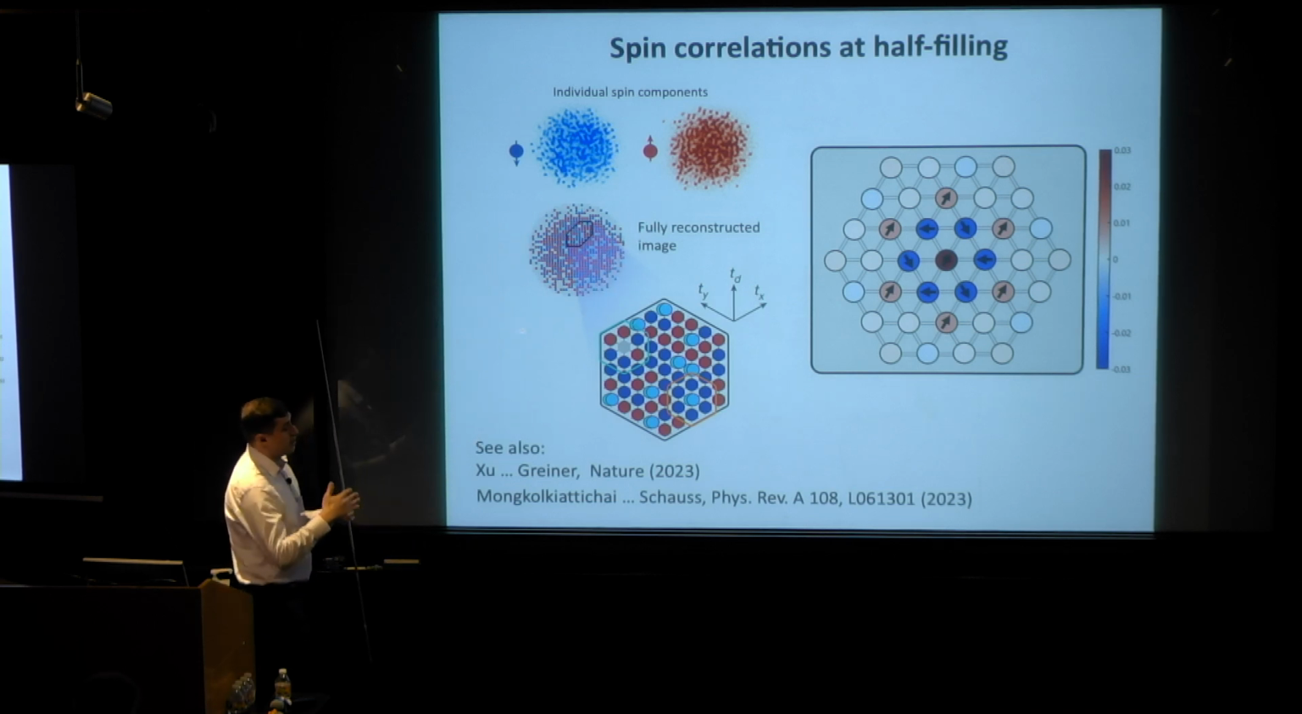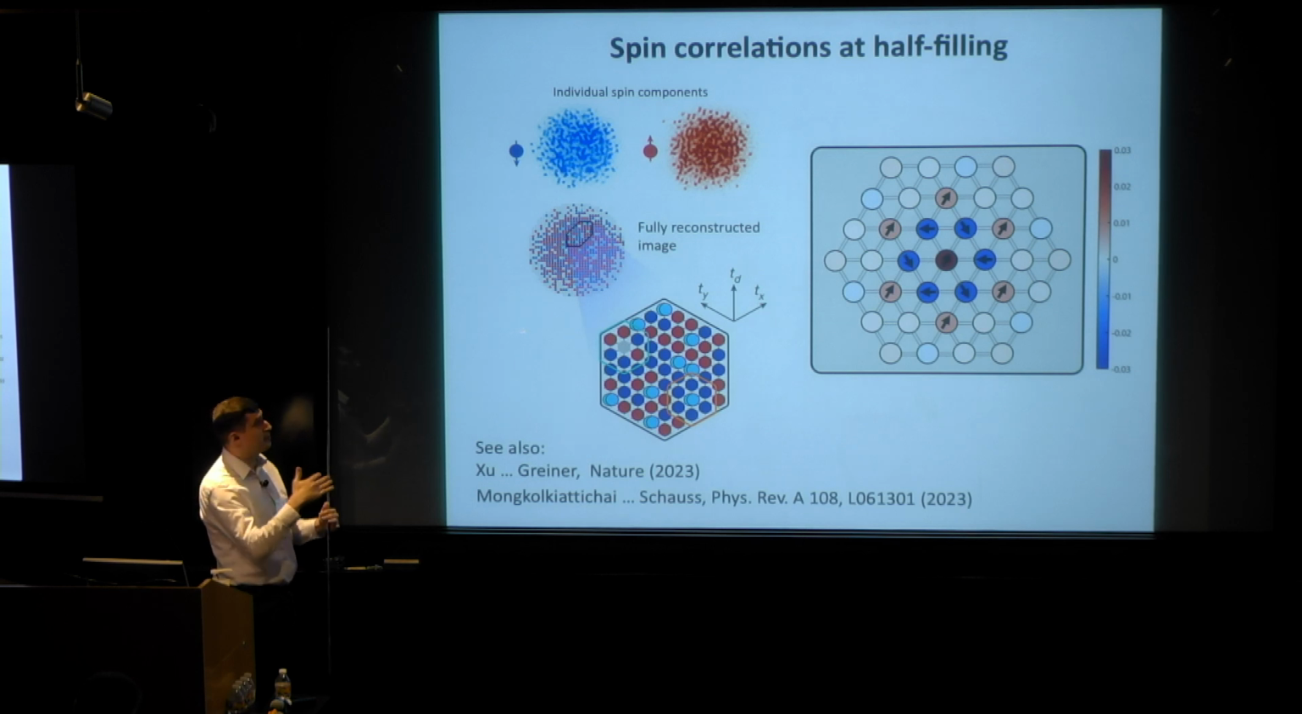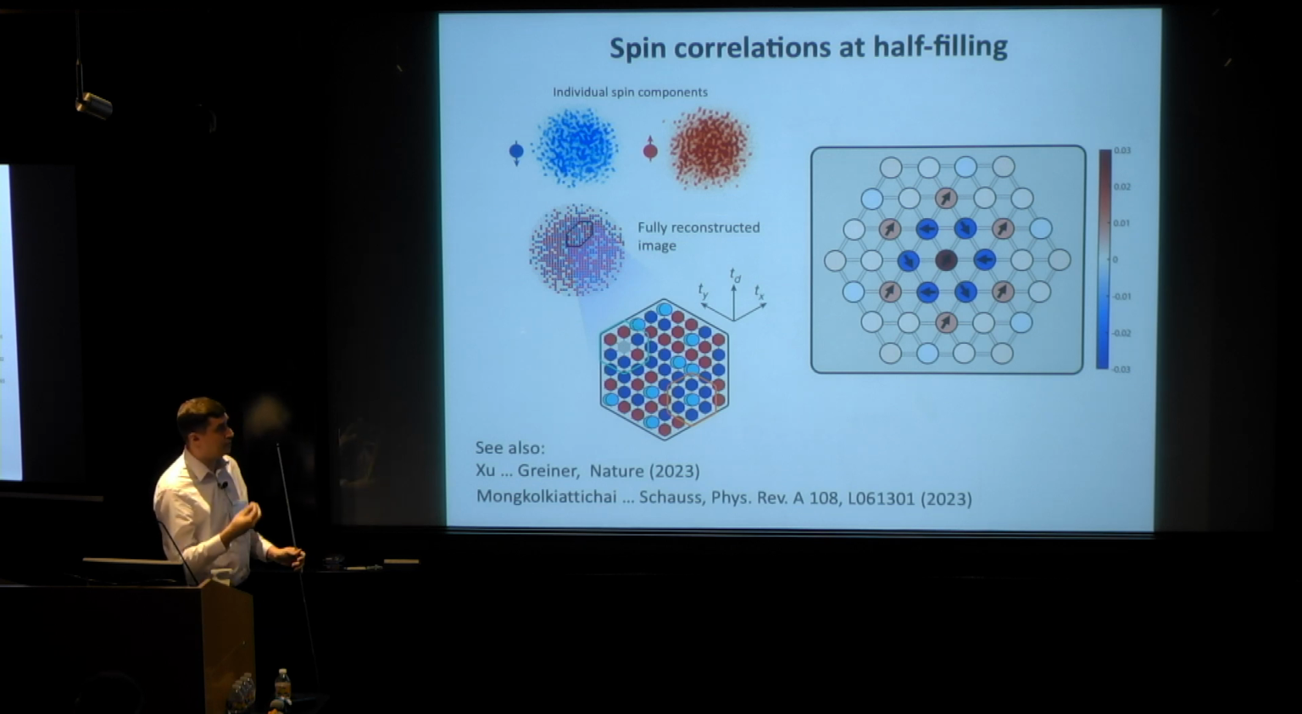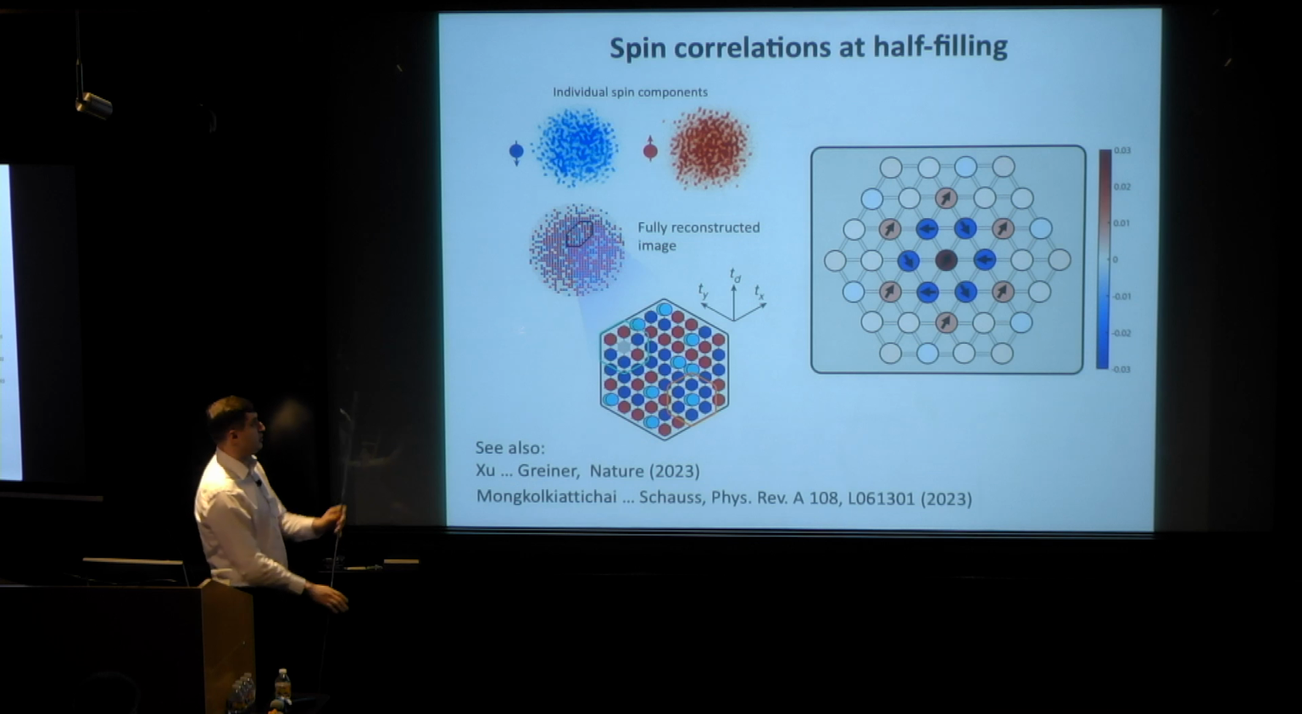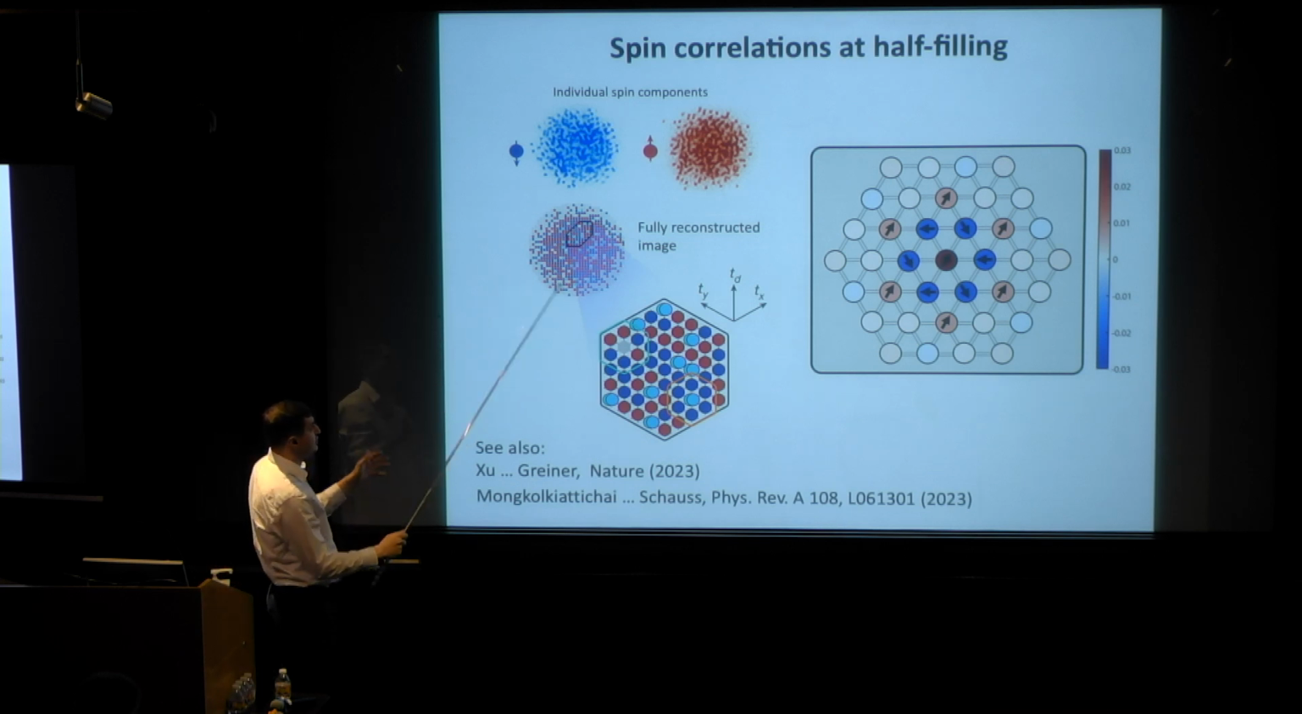And so you can now image both layers simultaneously and get the full spin and density information in the system. So you fully reconstruct on a site whether you have a double-on, a spin-up, a spin-down, or a hole. So you get pictures, the reconstructed pictures like this.